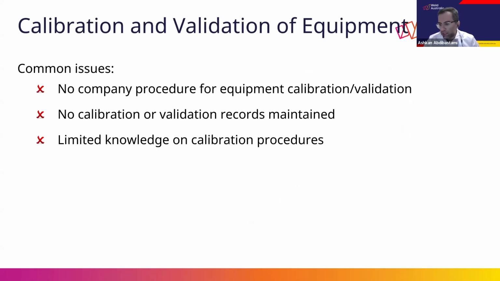And common issues in this section are lack of a company procedure for equipment calibration to clarify how to do the calibration or validation based on the IEC standard, no records being maintained for each welding machine, for example, and limited knowledge on how to carry out the calibration procedure, which is what I typically see these days, because you need to have a very detailed look. If you do it internally, try to read the IEC standard to make sure you are doing that properly and your company procedure is properly displaying that requirement.